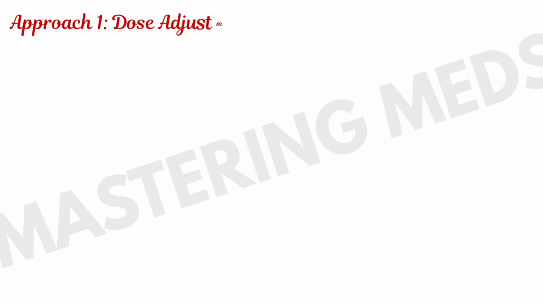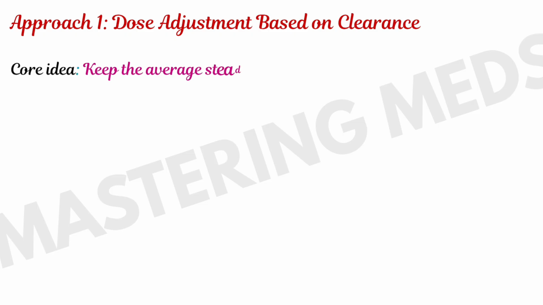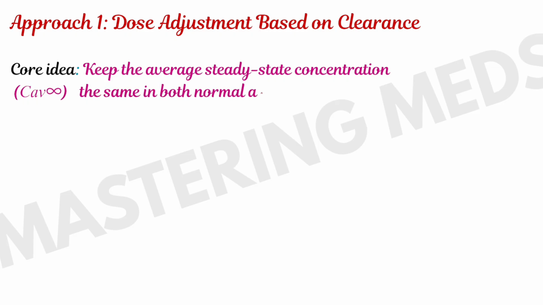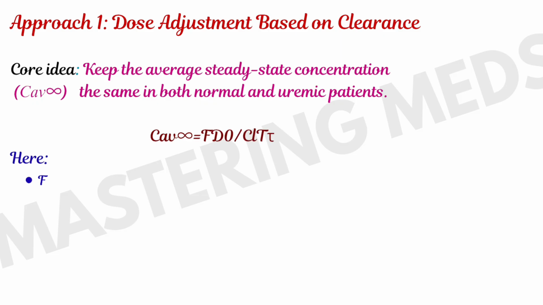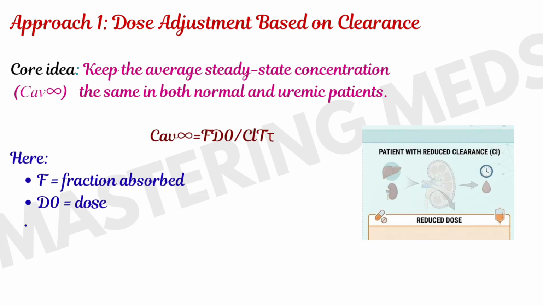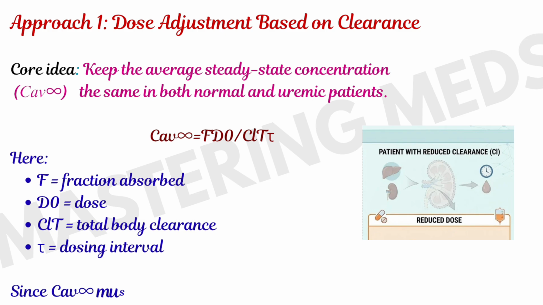Approach 1, dose adjustment based on clearance. Let's understand this approach step by step. The main idea is simple. We want the average drug level in the blood, called CAV infinity, to stay the same in both a normal patient and a patient with kidney disease, or uremia. The formula for this average concentration is CAV infinity equals F D0 divided by CLT tau. Here, F is the fraction of drug absorbed, D0 is the dose, CLT is total body clearance, and tau is the time gap between doses.